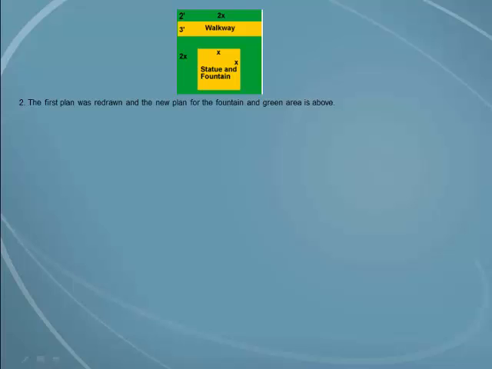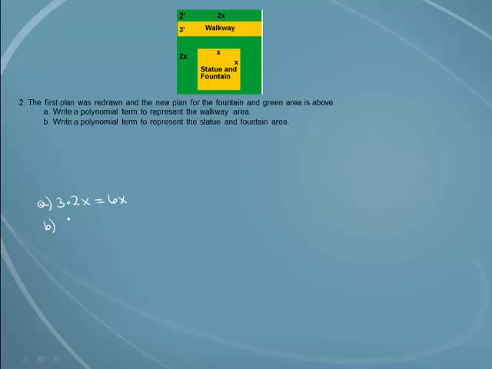Okay, here we have the walkway, but we changed it. And instead of having a 6 by 6 foot, we now have an x by x, and the width is 2x. So we're going to represent the walkway area, which is going to be 3 times 2x, which will be 6x. Then we're going to represent the statue and fountain, so that's x times x, so x squared. And then the green grass area.